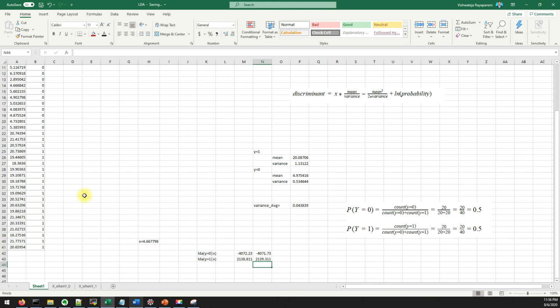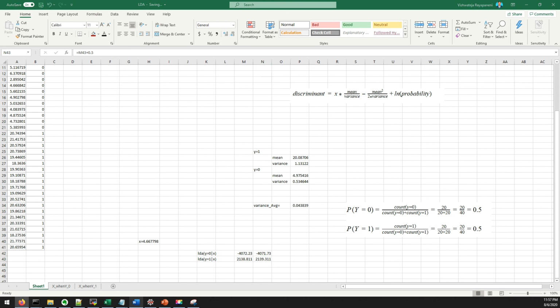Now if you see here, I can say this value of x, 4.667798, belongs to class 1, because obviously whichever value is greater, then this value belongs to that particular class. Now if you see, when y equal to 0 it is negative, and when y equal to 1 it is positive. So we can conclude that this 4.667798 belongs to class 1, right?